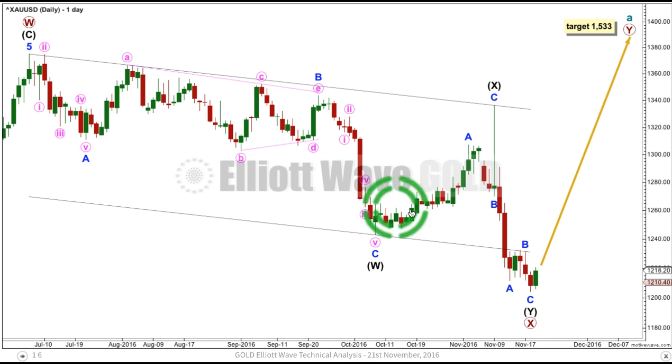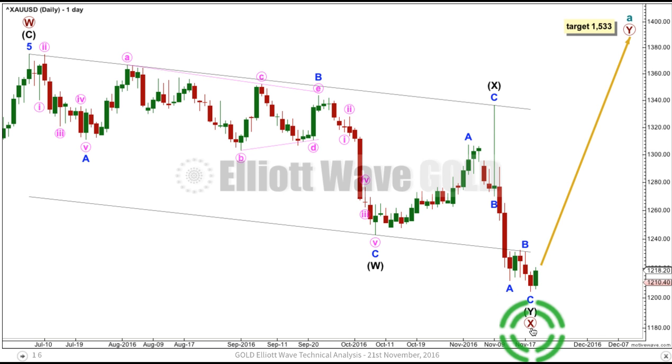If we're looking at a double zigzag, then here we're looking at the beginning of the second zigzag in the double, labelled primary wave Y. It will reach equality in length with primary W at 1533. Primary X within this double zigzag itself is also labelled a double zigzag.